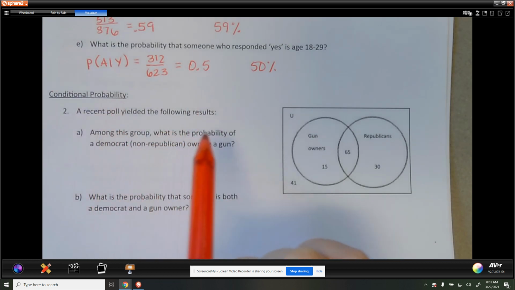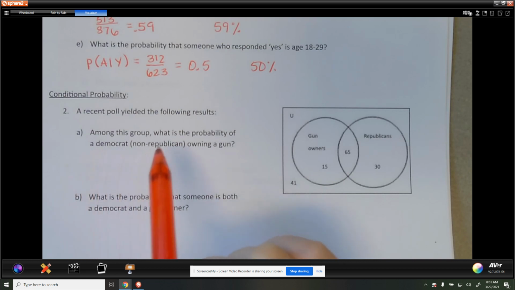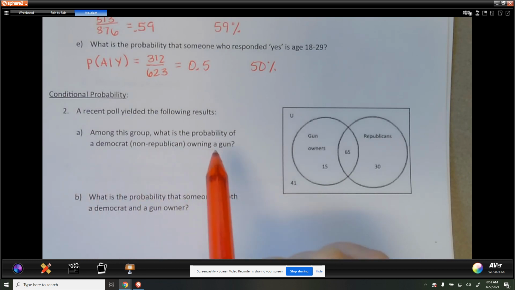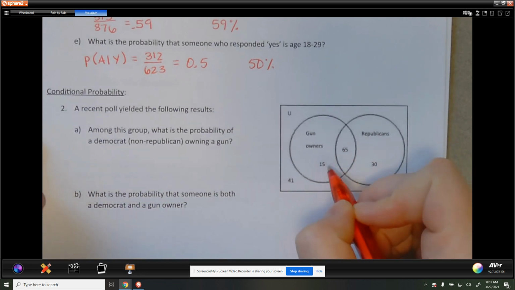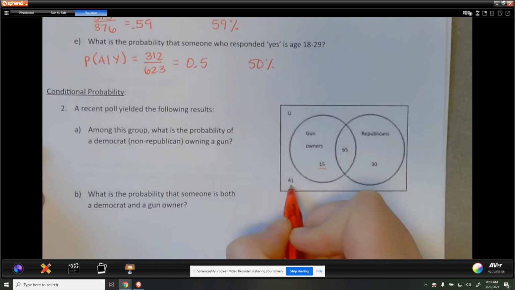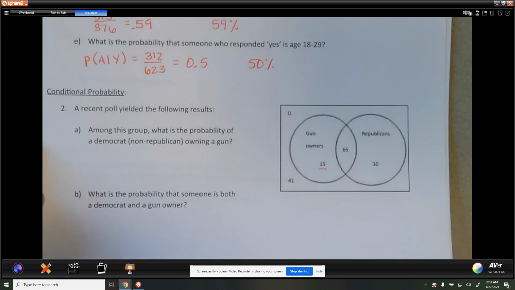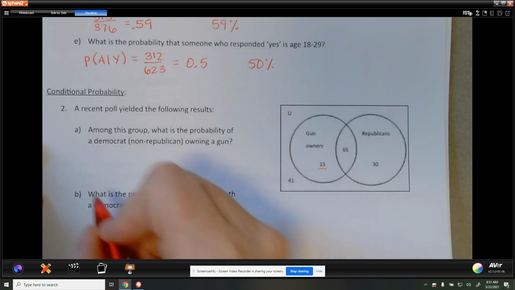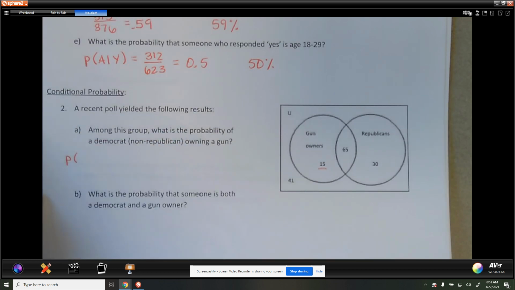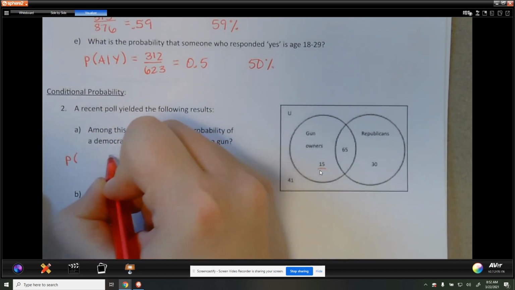Okay, among this group, what is the probability of a Democrat or a non-Republican owning a gun? So we've got gun owners here that are not Republicans. And so this is the probability of not being in the Republican Party but owning a gun. So we've got 15 people that are not Republicans but gun owners. So that's going to be our numerator.